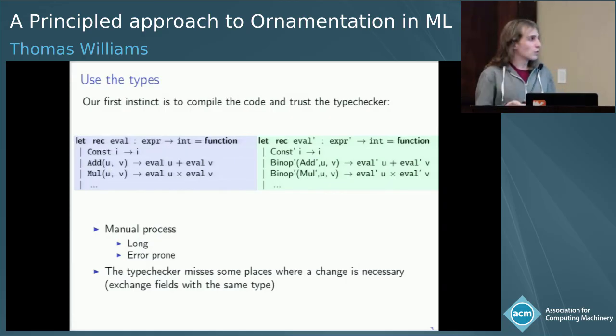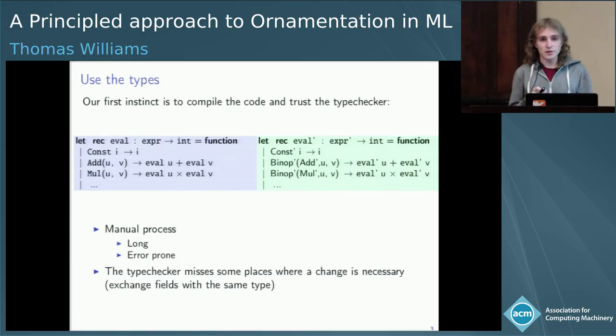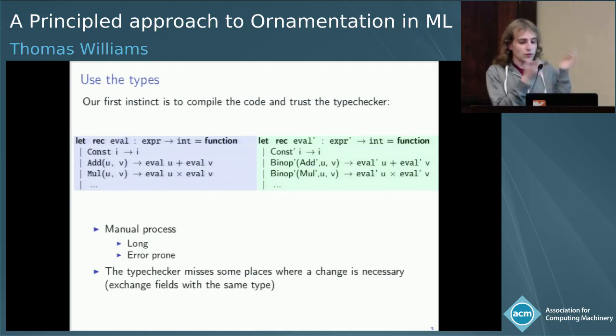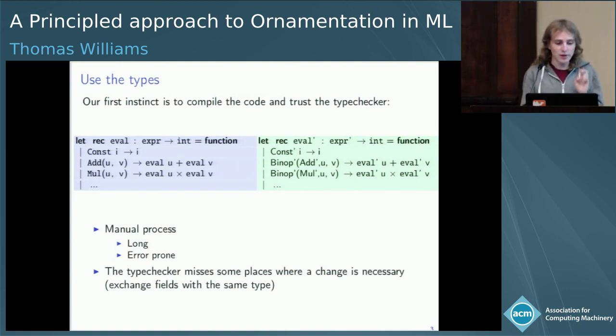But that's still a manual process. It may be quite long. We could introduce errors while editing the file. For example, we could, I don't know, switch U and V. And the type checker might even miss some places where change is necessary. For example, if we exchange two fields with the same type, there's no way for the type checker to understand that we should have changed this part.